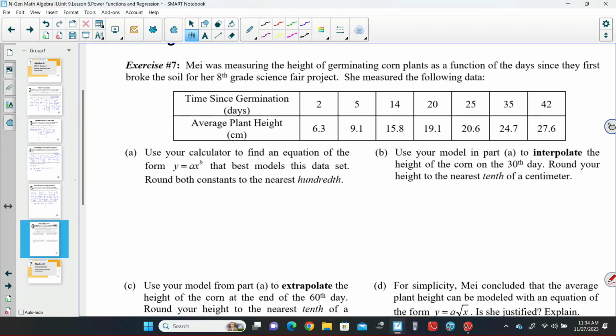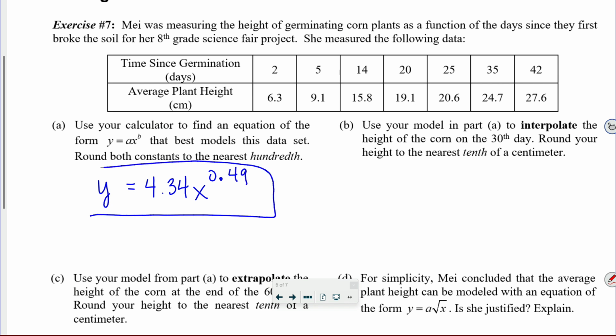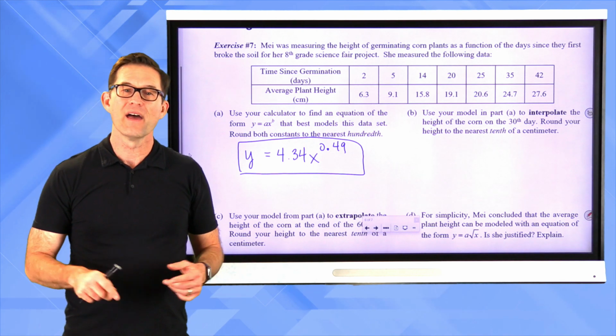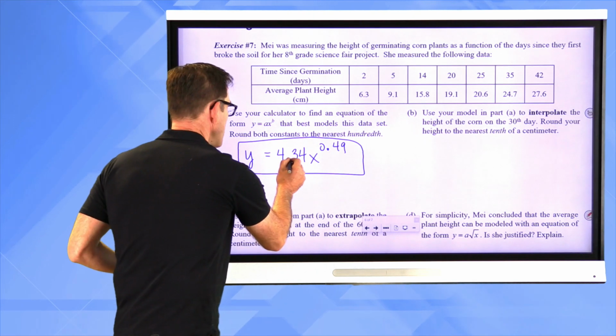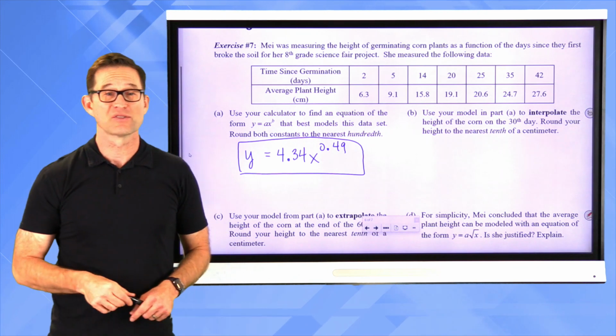So for me, that is going to be y equals 4.34 times x to the 0.49. And again, you can see why if I am even a little bit off on any of these things, then I've got a problem, right? Because I'm going to end up having one of these two constants incorrect. And let me just make that decimal point a little bit bigger so that those of you watching this on a very small screen can see it.